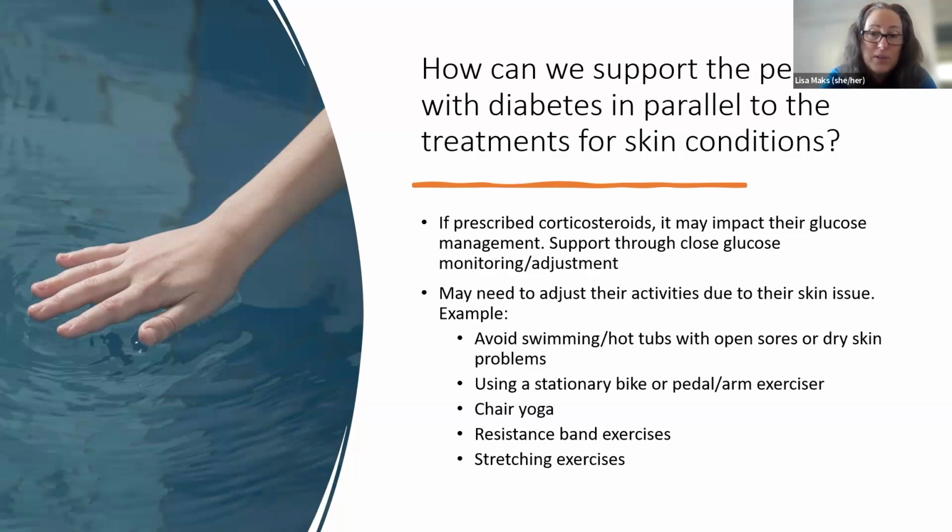Chair yoga is also helpful, especially if they've got painful areas. You don't want them jumping up and down for things. Resistance band exercises, stretching exercises. And if they don't have weights, they could maybe use a tin can of something, can of food that they could move around there as well, or some other lighter weight they can find in their kitchen or their home. So there are ways that they can still have activity, even with the skin conditions, and we just need to help them walk through that.